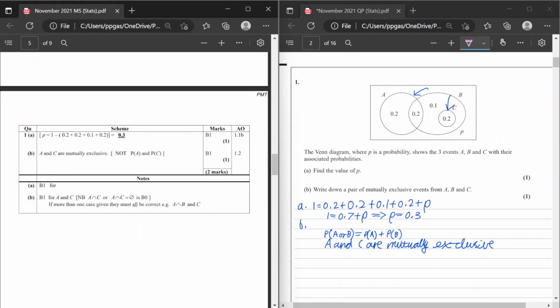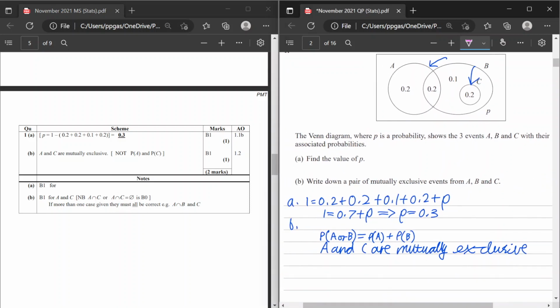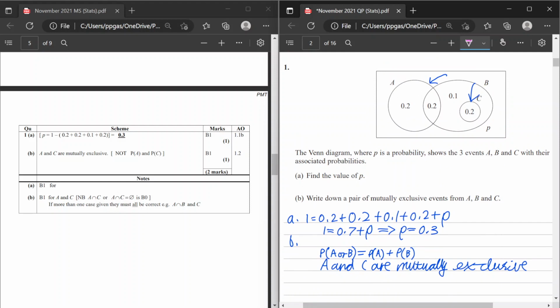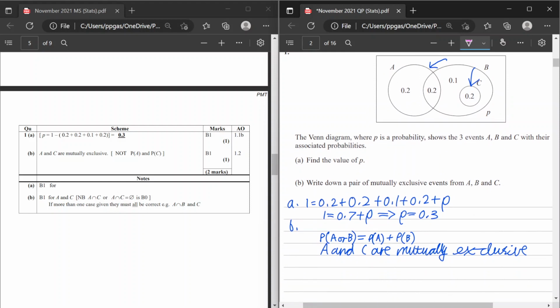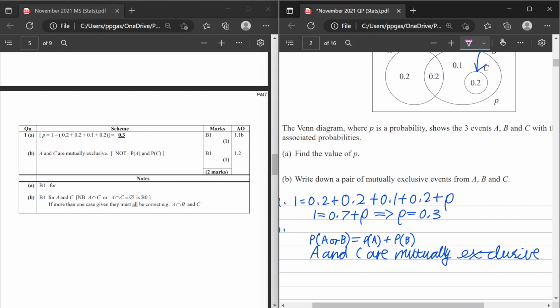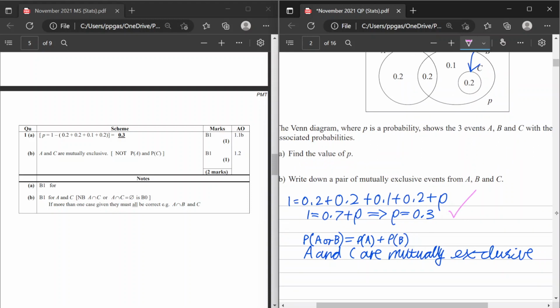If you look in the mark scheme, they've done pretty much exactly what I've done to work out P is 0.3, because the sum of all the probabilities in the Venn diagram is going to be equal to 1. So then you can work it back and get P to be 0.3. So that's a mark there.